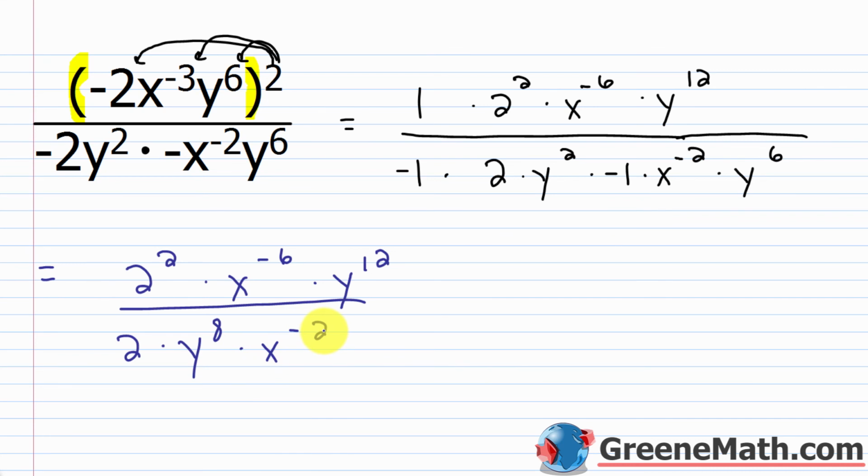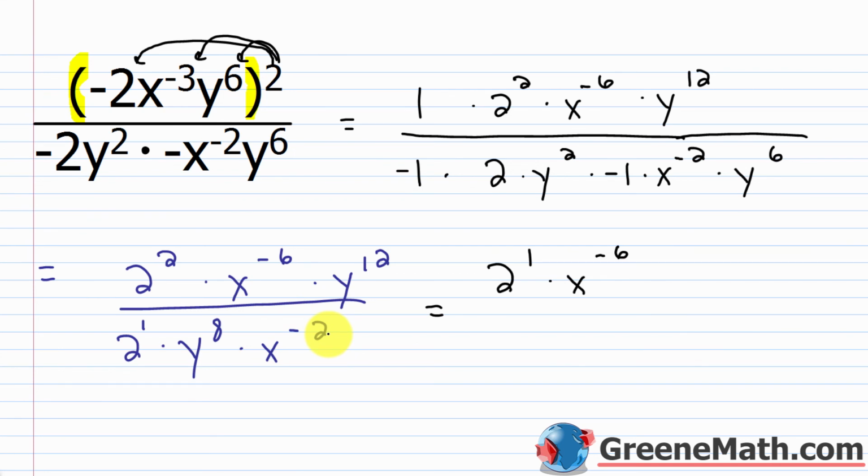So what I know is, if I have the same base here, I have 2 squared and I have 2 down here. You think about this as 2 to the 1st power. This is going to tell me I have 2 to the power of what? Subtract exponents. You'd have 2 minus 1, or 2 to the power of 1. Then next, I have x to the power of -6. And I'd subtract away a -2, because I have x to the power of -2 down here.